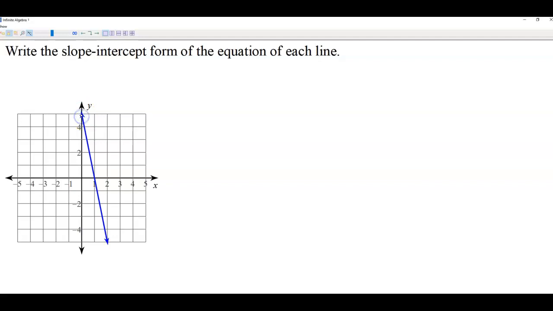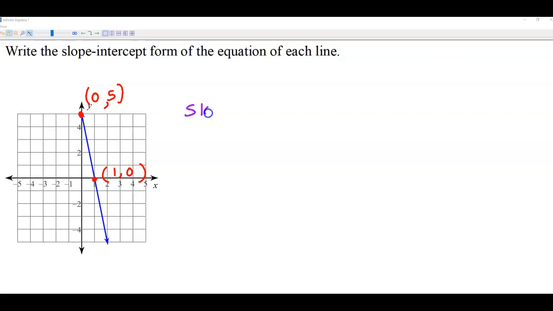So I'll pick this point here and this point here. You want to pick points that you can actually find the coordinates for. So the one at the top would be 0, 5, and the one on the bottom here would be 1, 0. All right. So after that, everything's the same as the last one I did.